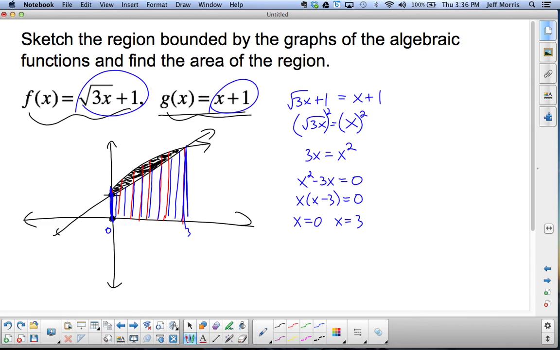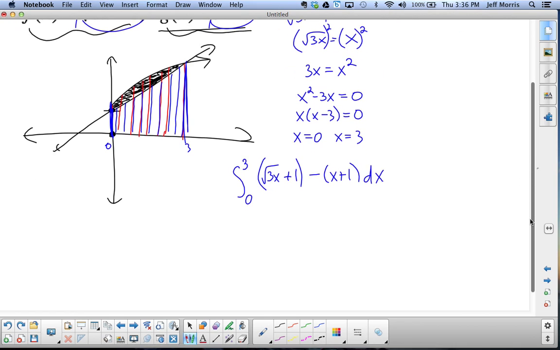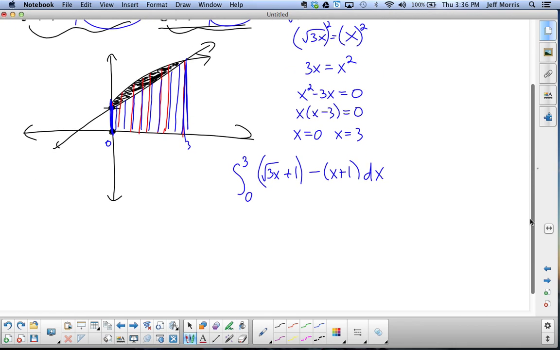again, that black stuff. So when I do the definite integral, it's going to be the area from 0 to 3 of the top function, which is the square root of 3x plus 1, minus the bottom function, which was x plus 1. So top function minus bottom function dx. All right, now I'm going to simplify before I integrate. So the integral from 0 to 3 of the square root of 3x. The 1's will cancel after you distribute this negative. Okay, and then you have minus x dx.